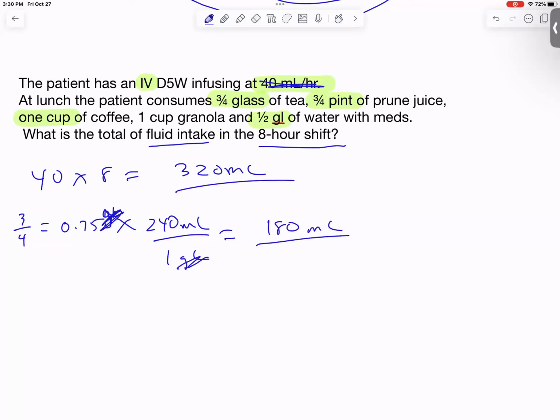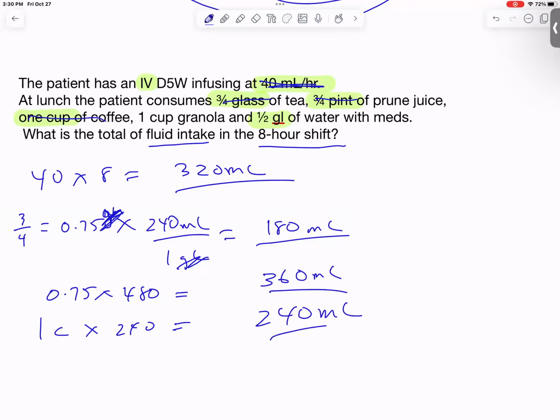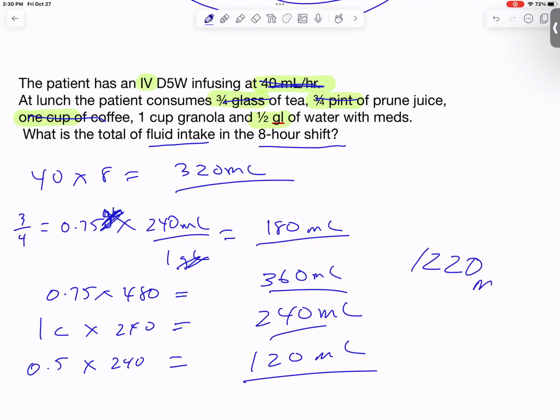All right. So as I'm going through it, 3/4 pint. So 3/4 pint is 0.75 times 1 pint is 480, and that will give me 360 milliliters. 1 cup times 240 is 240 milliliters. So I'm just going through everything my patient drank, and a half a glass of water, half is 0.5 times 1 glass, 0.5 times 240, and that will give me 120 milliliters. So when I add it all up, you are both correct. The total for 8 hours is 1220 milliliters intake.